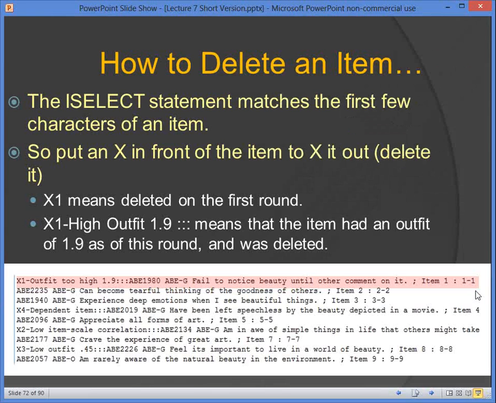In just a few minutes, you'll be analyzing the VIA IP data. How do you delete an item from this data? I want you to go back to the command file, open the command file again, and I'm going to show you the procedure that I use to delete items from a command file.